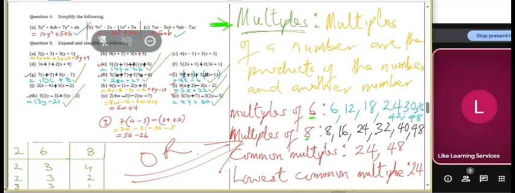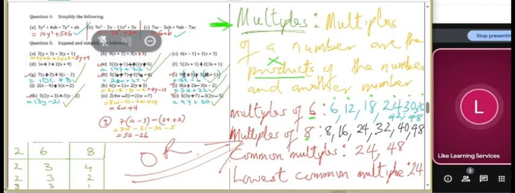Now, multiples of 6, like you said, are 6, 12, 18, 24, 30, 36, because if you multiply 6 by something, you get this number. So multiples of a number are the products of the number and another number. Product simply means times. Multiples of 8 are 8, 16, 24, 32, 40, 48.